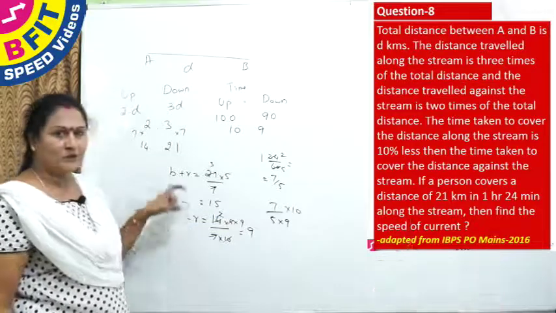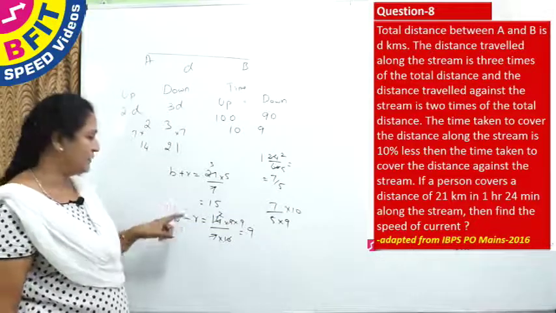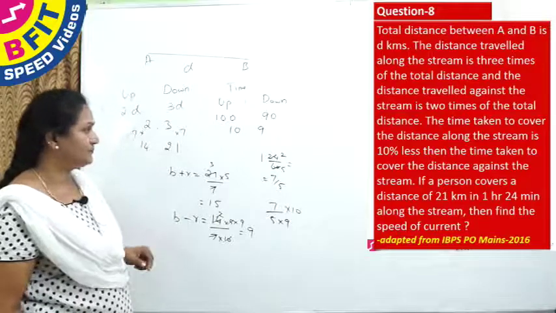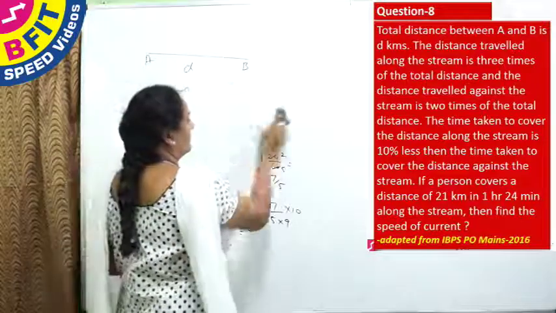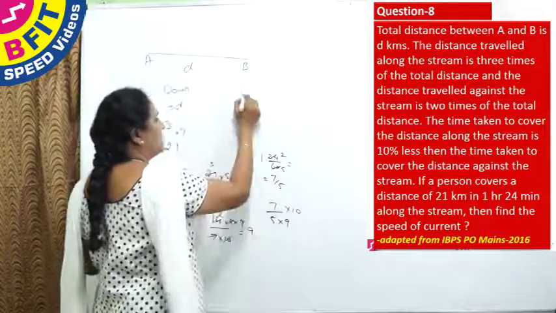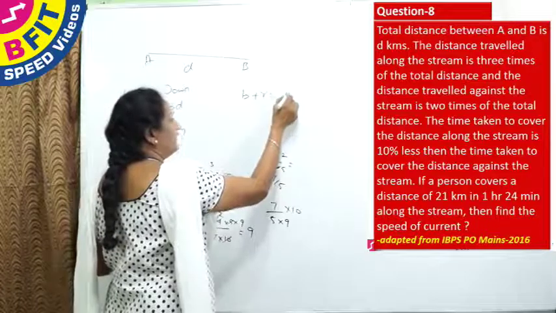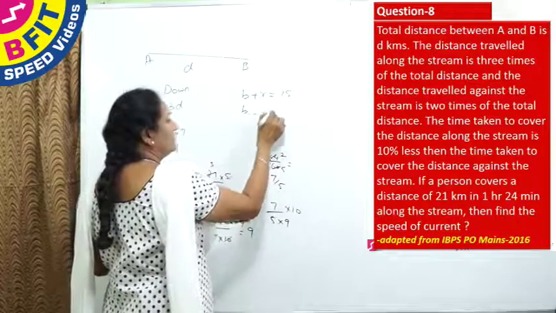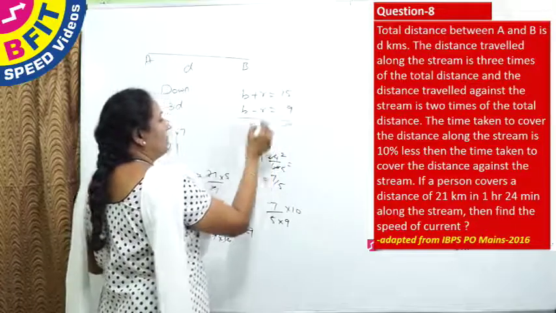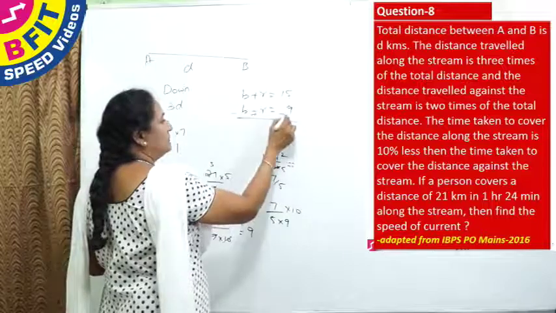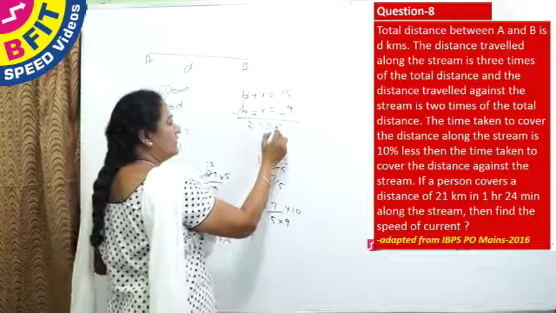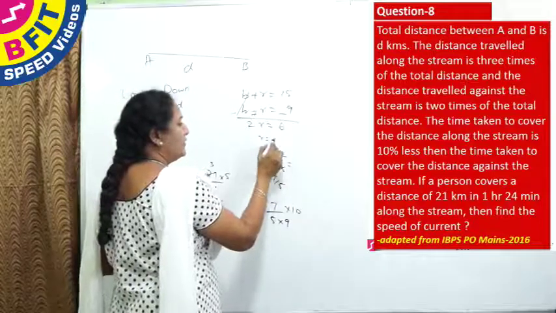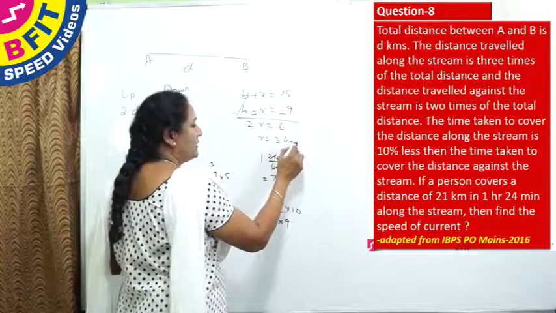How to calculate speed of the river, that is speed of the stream? Subtract both. So B plus R is 15, and B minus R is 9. Now solving this, we'll subtract so that B gets cancelled. 2R is 15 minus 9, 6, where speed of the stream is 3 km per hour.